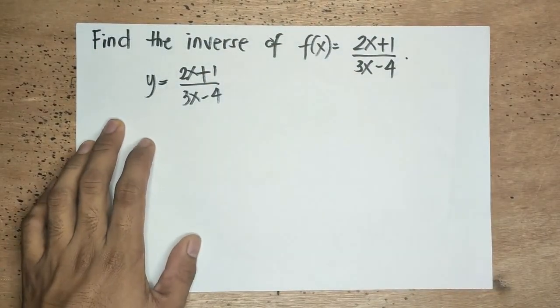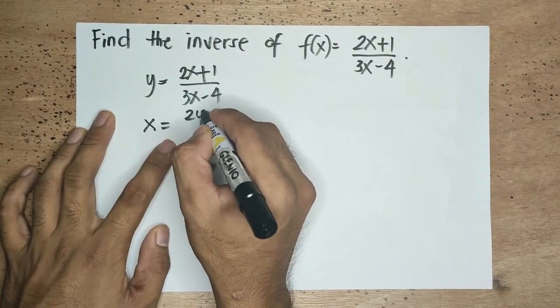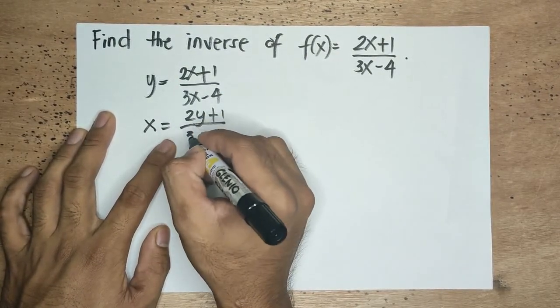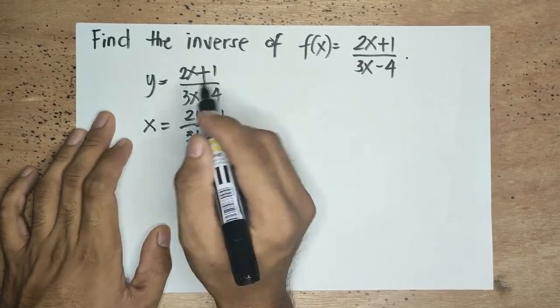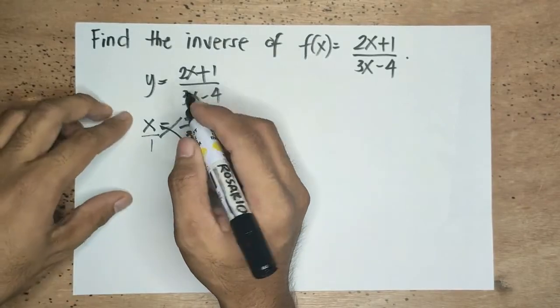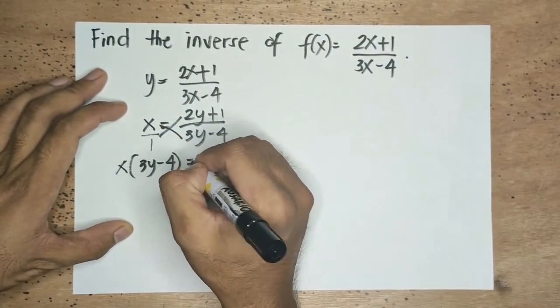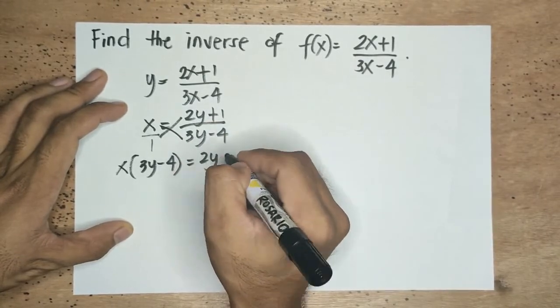The second step, we interchange the variables. Y will be x and x will be y. All over 3y minus 4. So under sa number 1 yan, we cross multiply. So we have x times 3y minus 4 is equal to 2y plus 1.